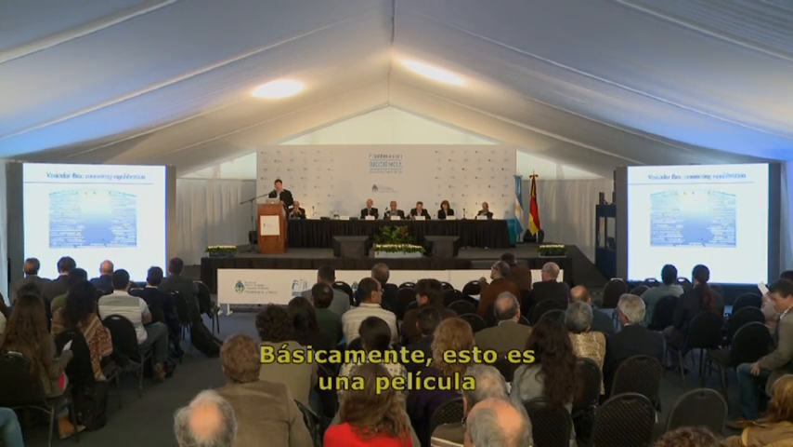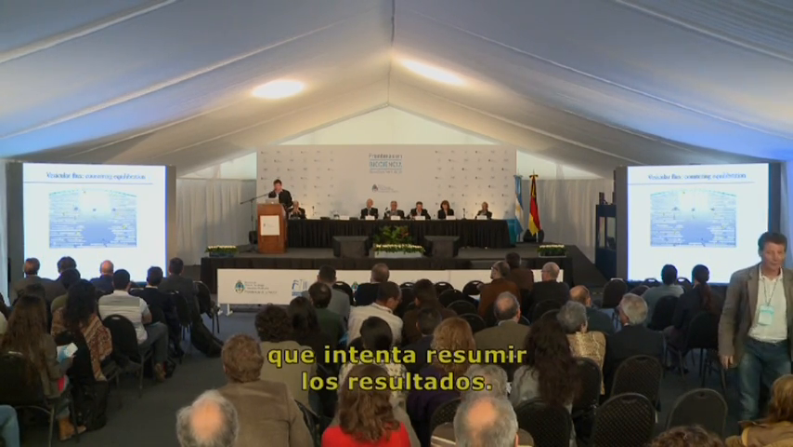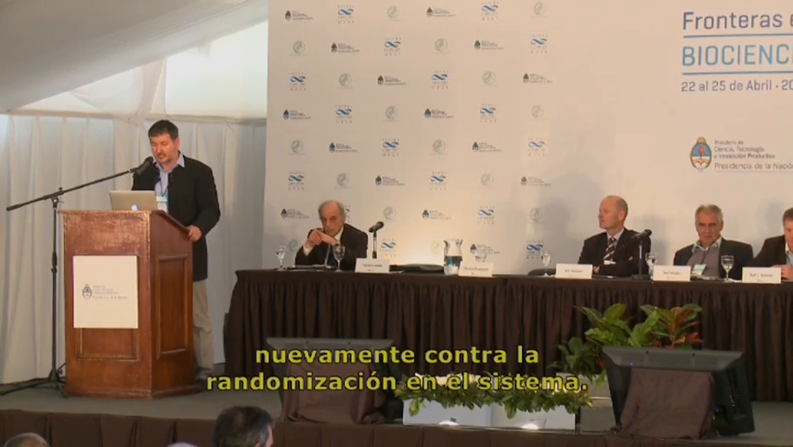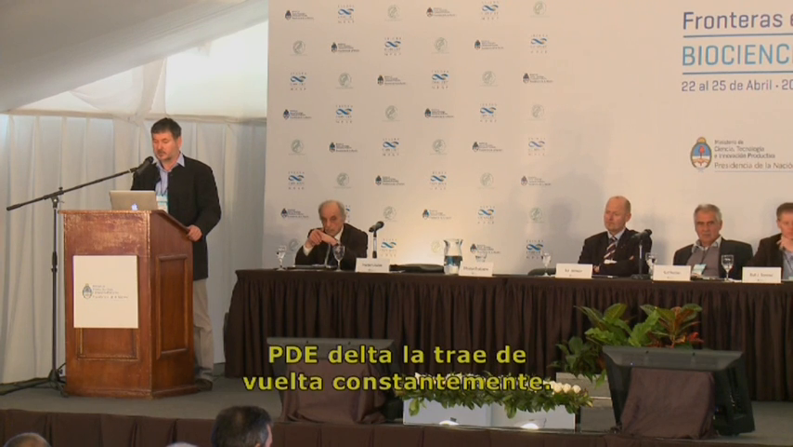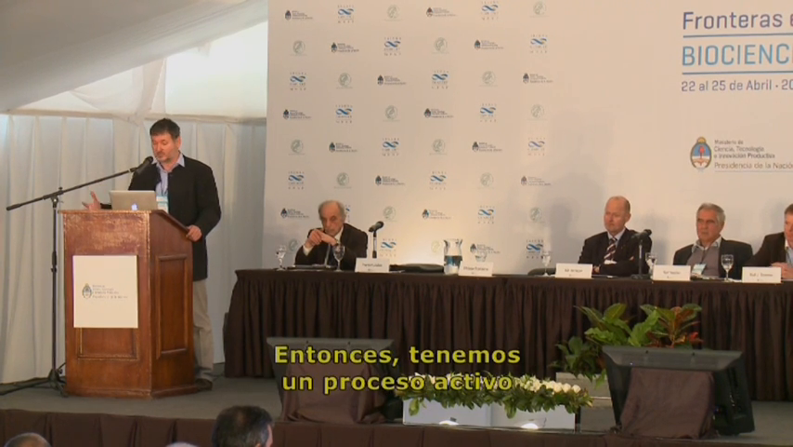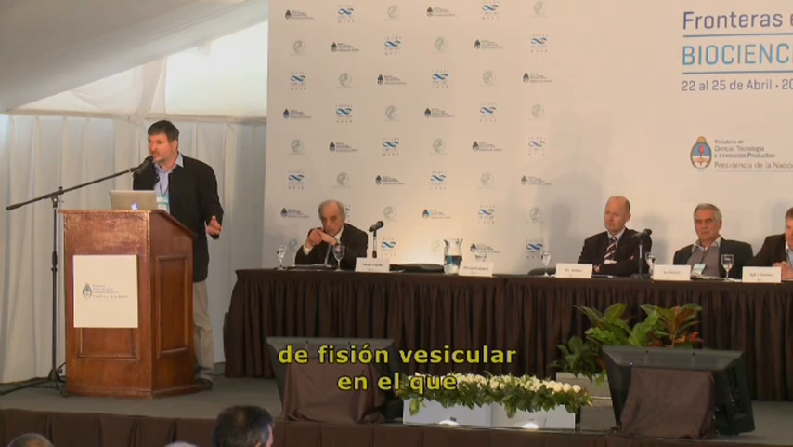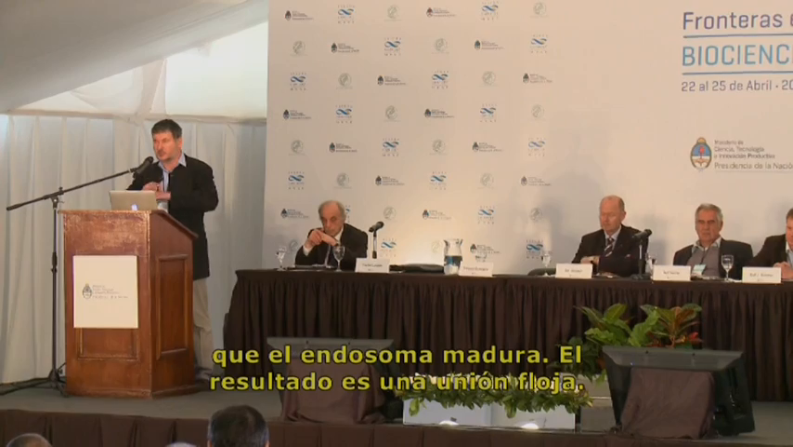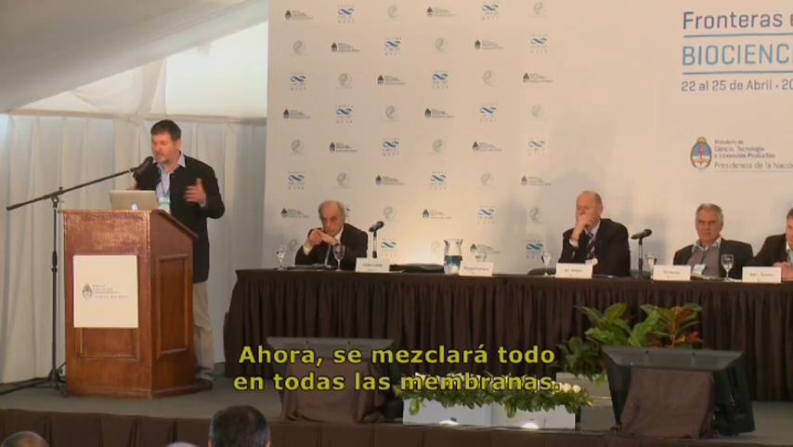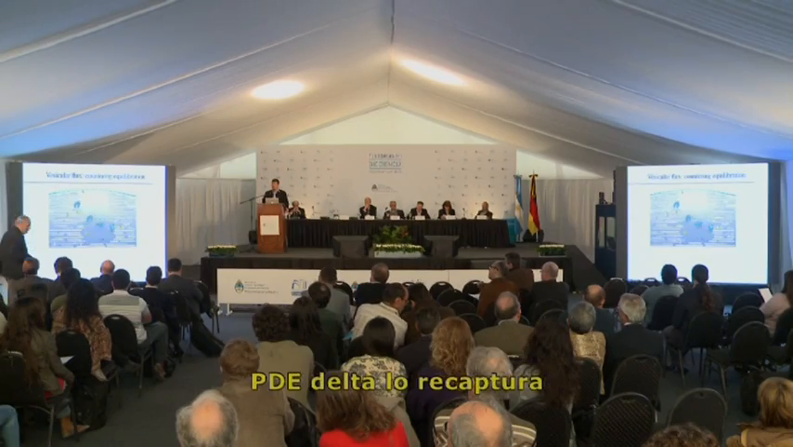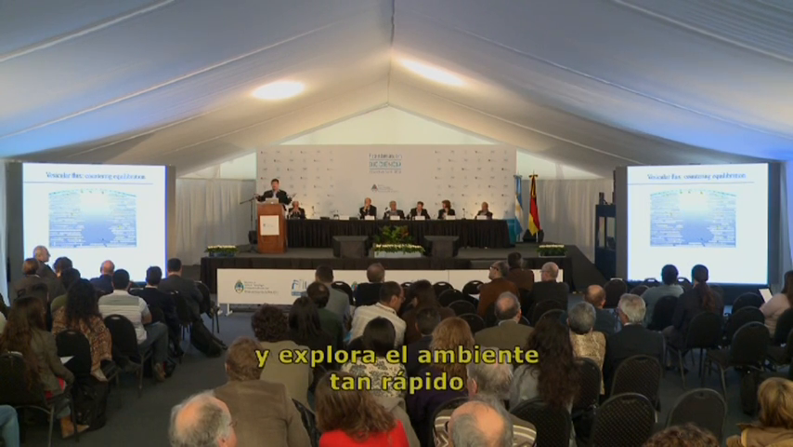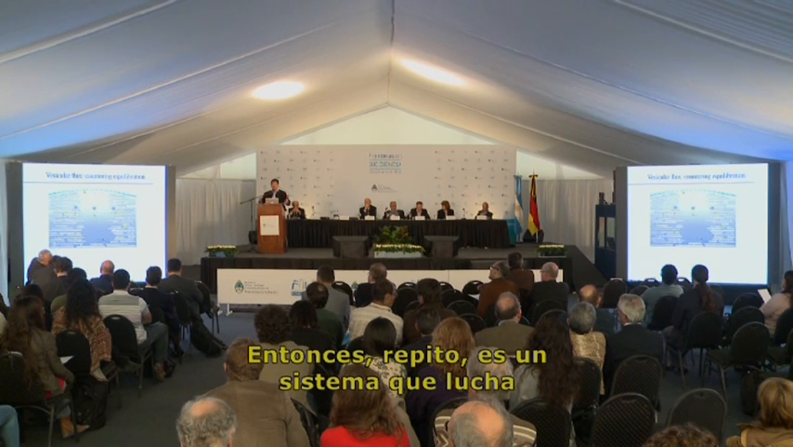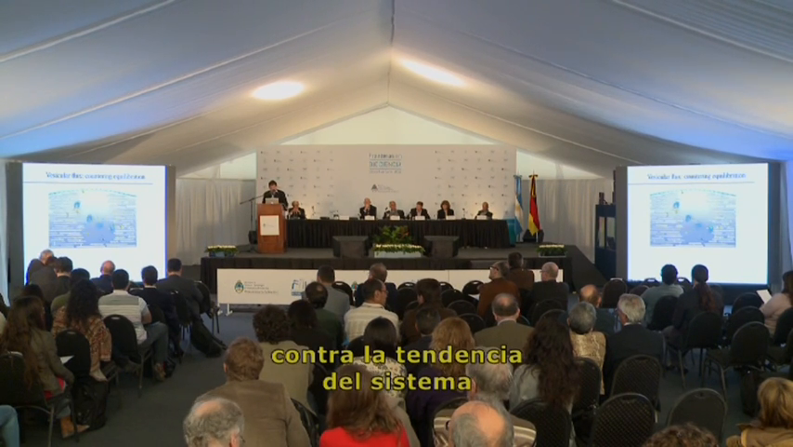So now this is basically a movie that tries to summarize these results. What we have is a constant battle against randomization in the system again. And PD delta constantly brings it back. So we have an active process of vesicle fission where negative charge is lost as the endosome matures, and so you get loose binding. Now it will all mix on all membranes in the cell. PD delta recaptures it and explores the environment so fast that it can get retrapped. So again, it's a system that fights the tendency of the system to increase its entropy.